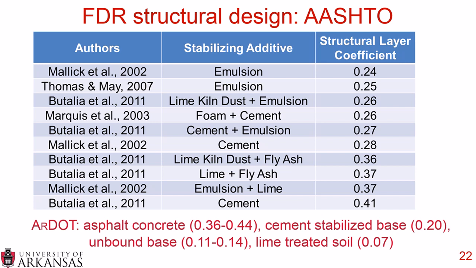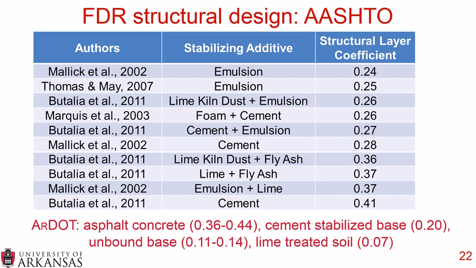And then if you look at ARDOT, they use a 0.2 for a cement stabilized base, which is quite a bit lower than any of these numbers. And there's a couple reasons for that. One, agencies tend to be a little more conservative. And two, this was based on a number that was obtained through testing by ARDOT, so this is what they felt most comfortable with. Unbound material is 0.11 to 0.14, and then you can see here lime treated soil is 0.07.